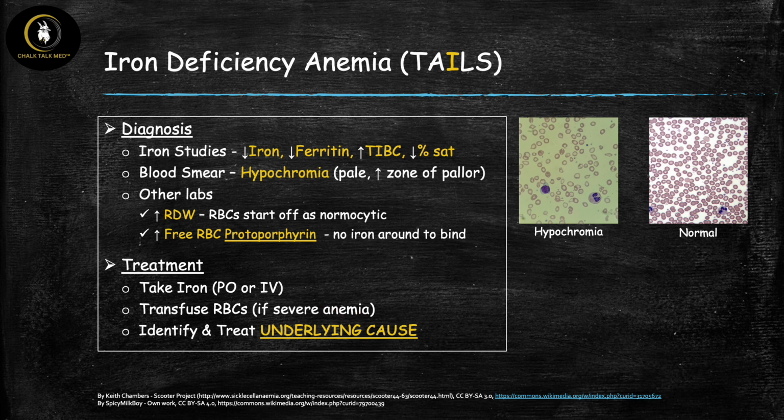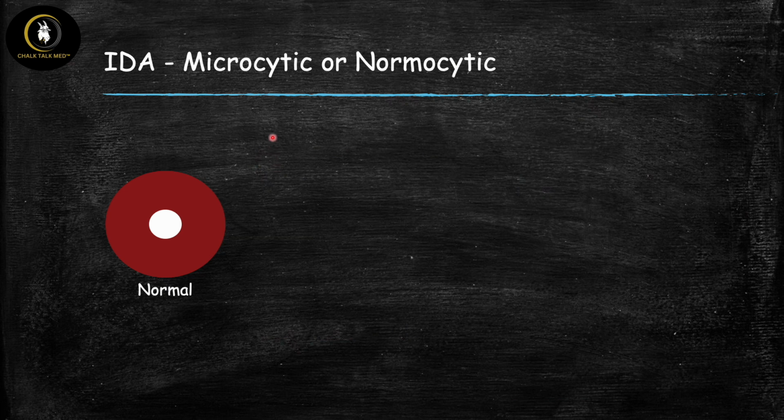Okay, one point that's important to emphasize again about iron deficiency anemia is that it can cause both microcytic and normocytic anemia. So let me explain why. Let's say that we have someone who's going to develop iron deficiency anemia due to chronic blood loss over time. They're going to start off looking like this, with normal sized red blood cells and normal hemoglobin content in the very beginning.